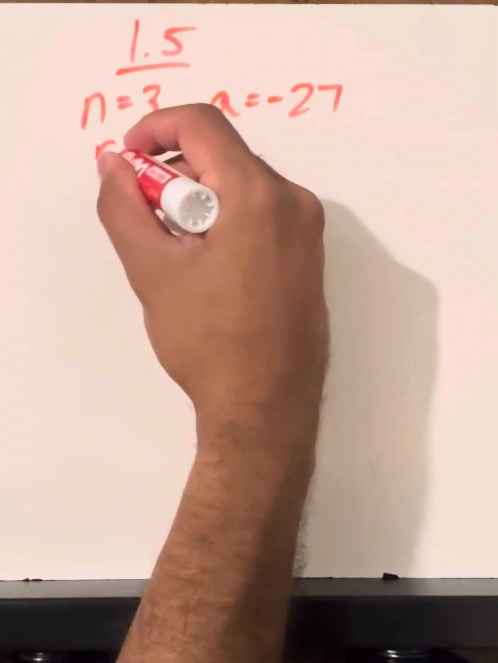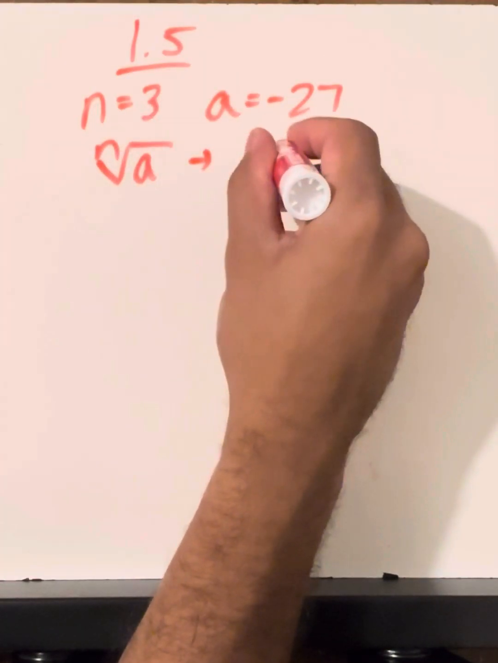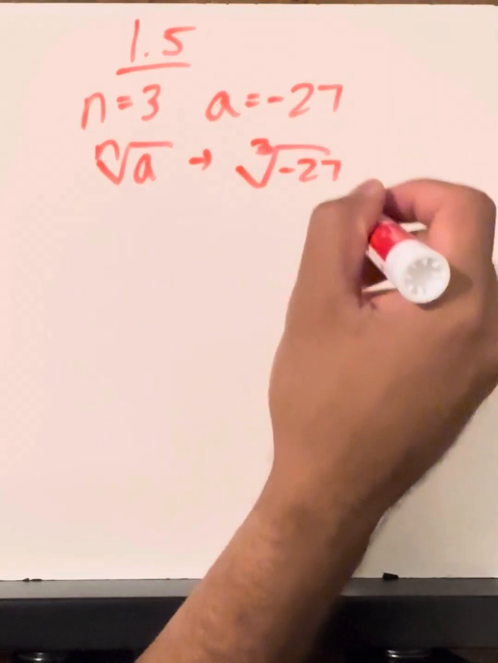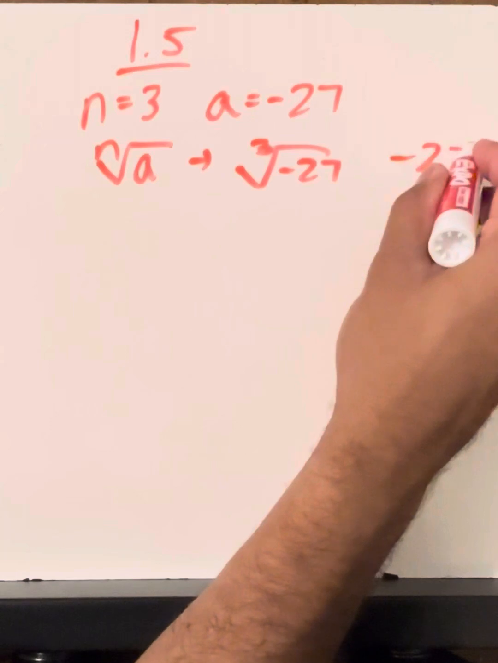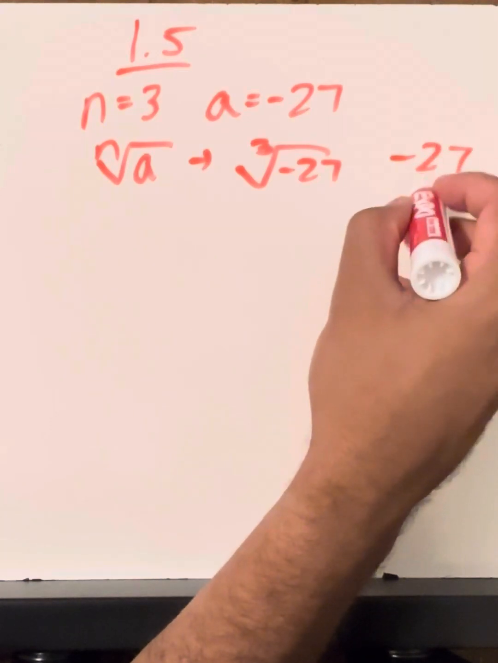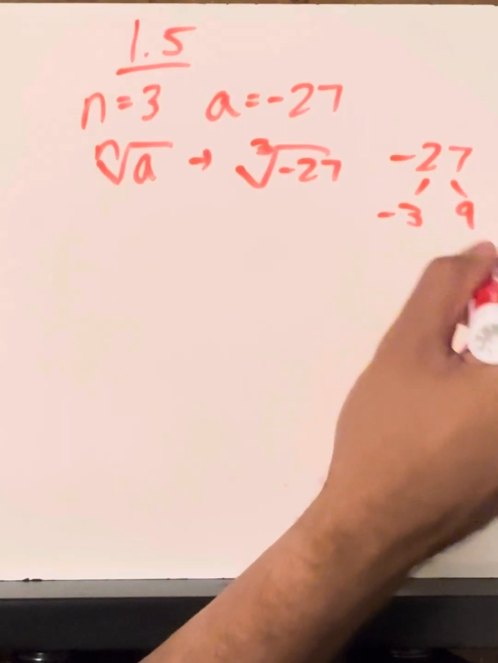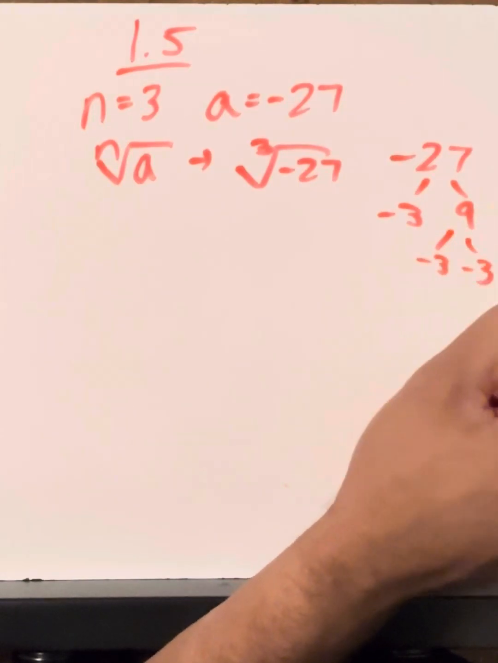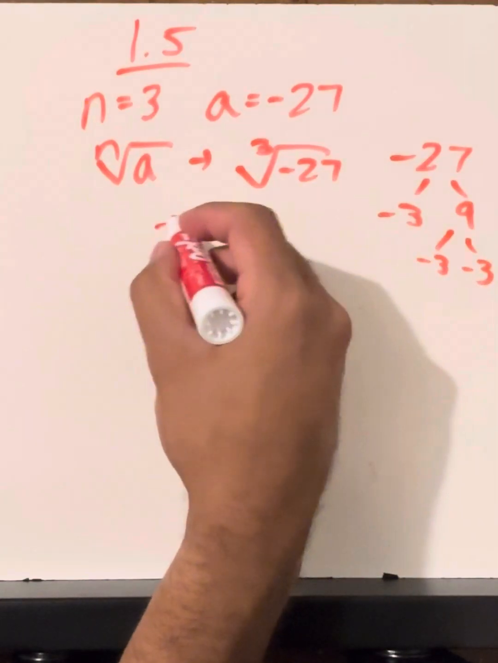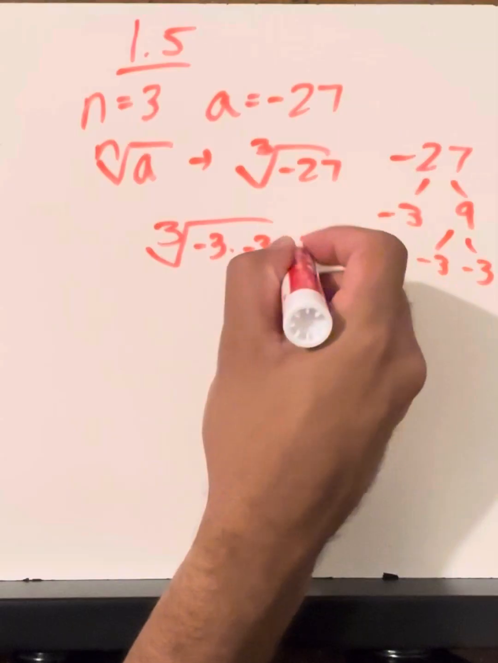If we were to put it into the form of n root a, this would look like 3 in the hook and negative 27 inside this root sign. To break up negative 27, we see that negative 3 times 9 makes negative 27. 9 is the same thing as negative 3 times negative 3. So this right here is the same thing as 3 root negative 3 times negative 3 times negative 3.